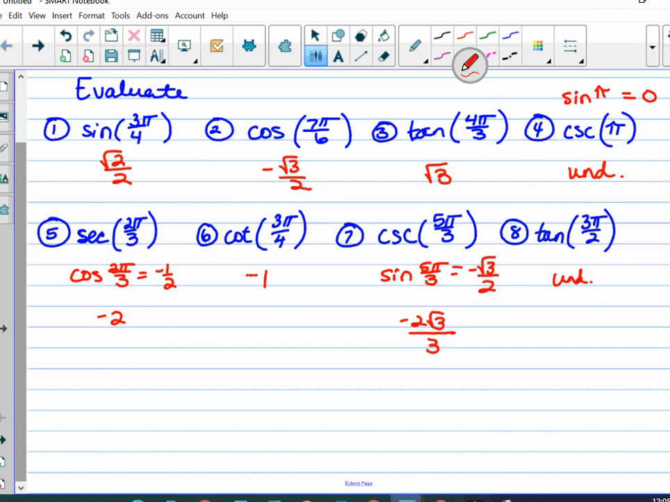All right, questions on those? Number 7? Okay, are you good with sine of 5 pi over 3 is negative root 3 over 2? You're good with that part? Okay, so then flipping it, we can't leave it like that. We rationalize.